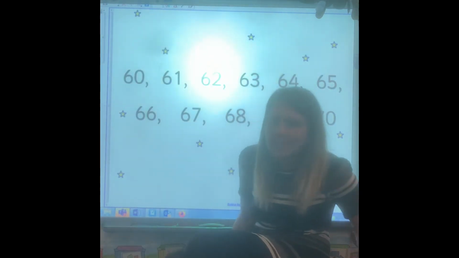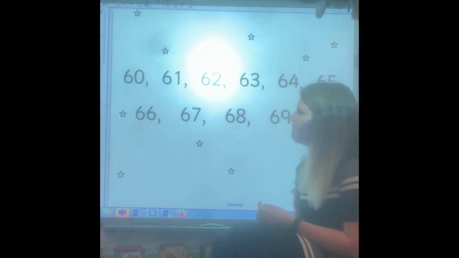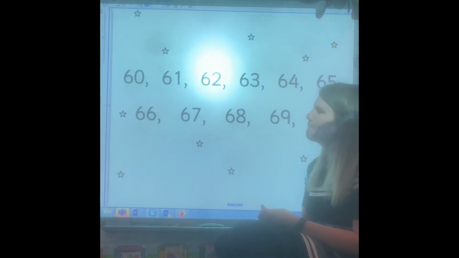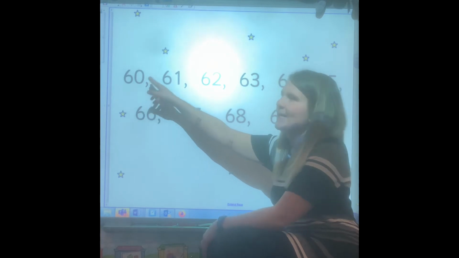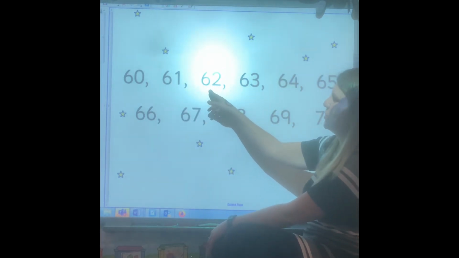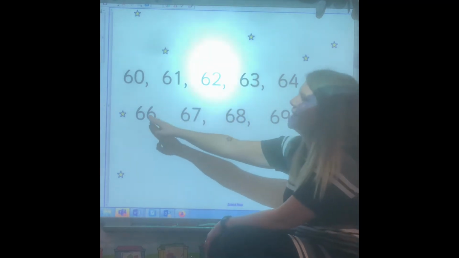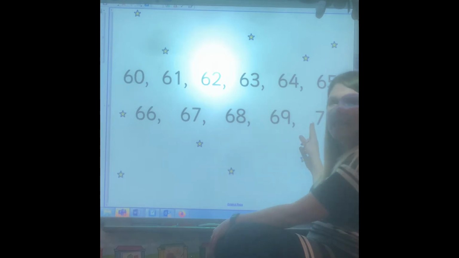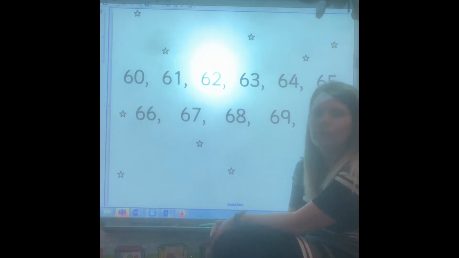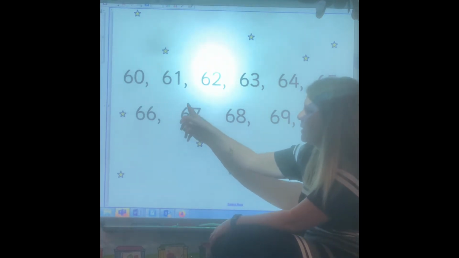And then have a look here. Can you see what all of these numbers have that's the same? We count through them and see if you can spot it. So we've got 60, 61, 62, 63, 64, 65, 66, 67, 68, 69 and 70. What did you spot? They've all got a 6 at the start. Can you see that? They all start with the number 6.